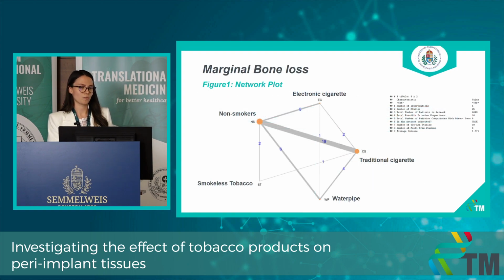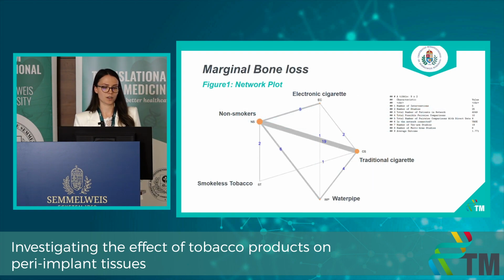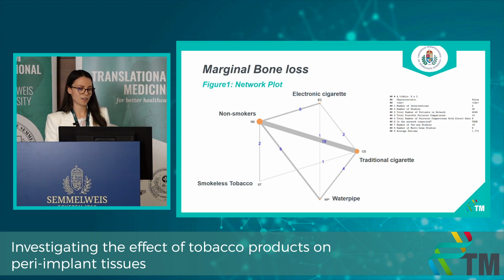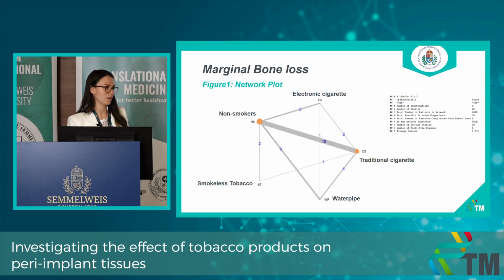So let's move on to my primary outcome, which is the marginal bone loss. It was measured in millimeter. So here you can see the geometry of our network. I want to explain it a little bit. So these little dots, the nodes of the network, represent the different types of tobacco products, and these lines connecting them are the direct comparisons between each product.